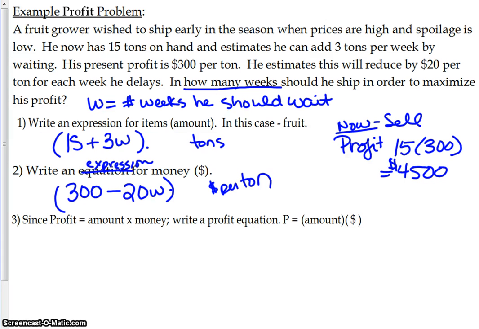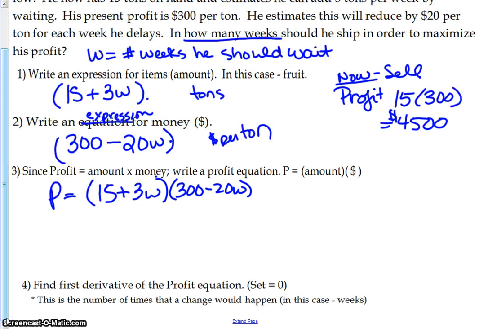Since profit is the amount times the money, we're going to write a profit formula. So our profit is going to be the amount, 15 plus 3W, times our money, 300 minus 20W, and that's what we want to maximize. Now again, we're going to have to do the distributive property to see what this is when we multiply it out. We're going to see how it is as a function.